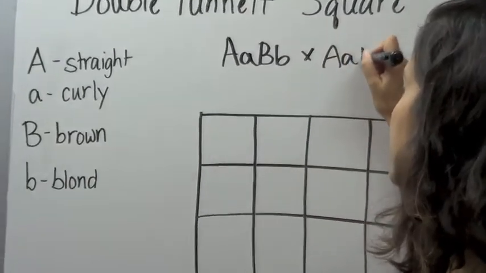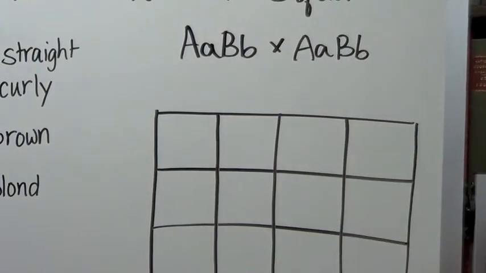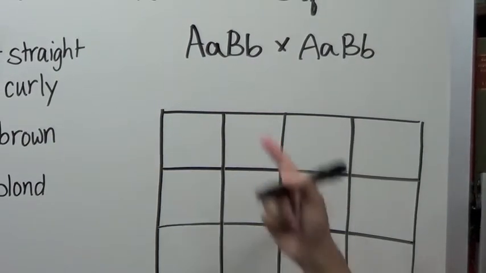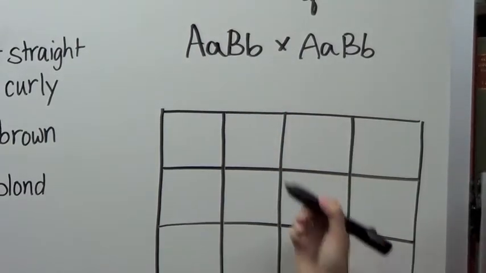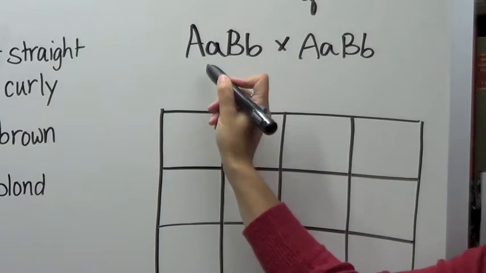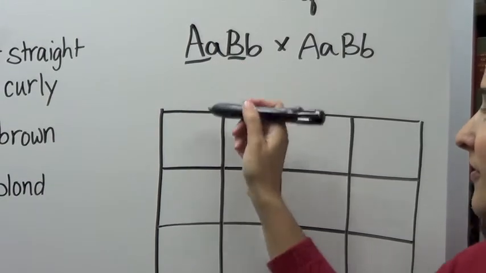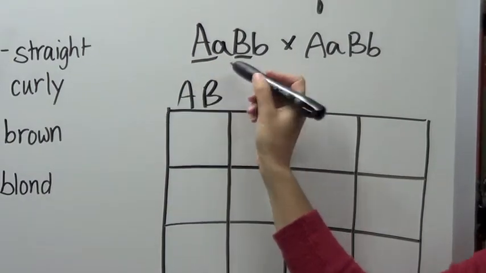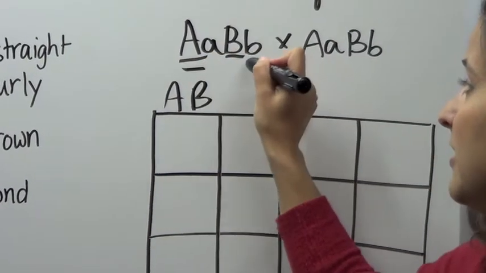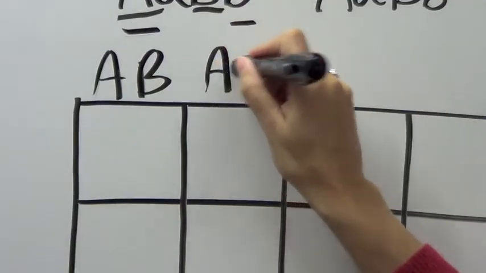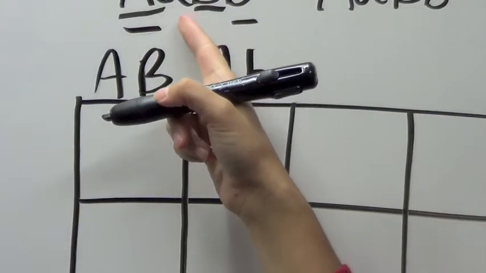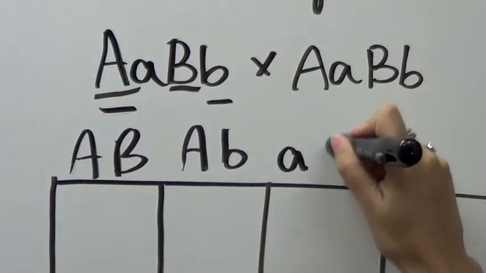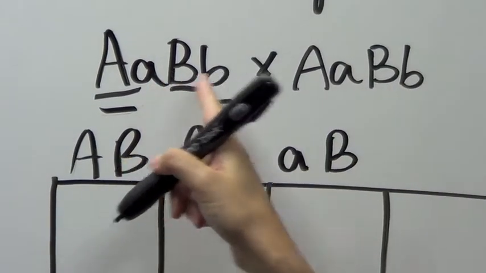Now the hardest thing about a double Punnett is setting up the boxes, because you have to do all the different allele combinations. The easiest way to do it is to write it out. For the first box of the first parent, it's the first A with the first B: big A, big B. For the second box, it's the first A with the second B: big A, little b. The third box contains the second allele, little a, with the big B. And the fourth box is the little a with the little b.